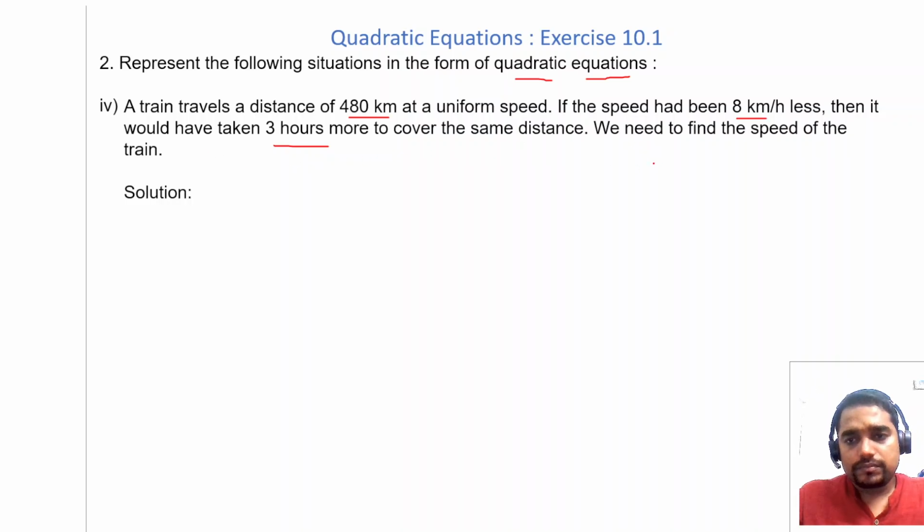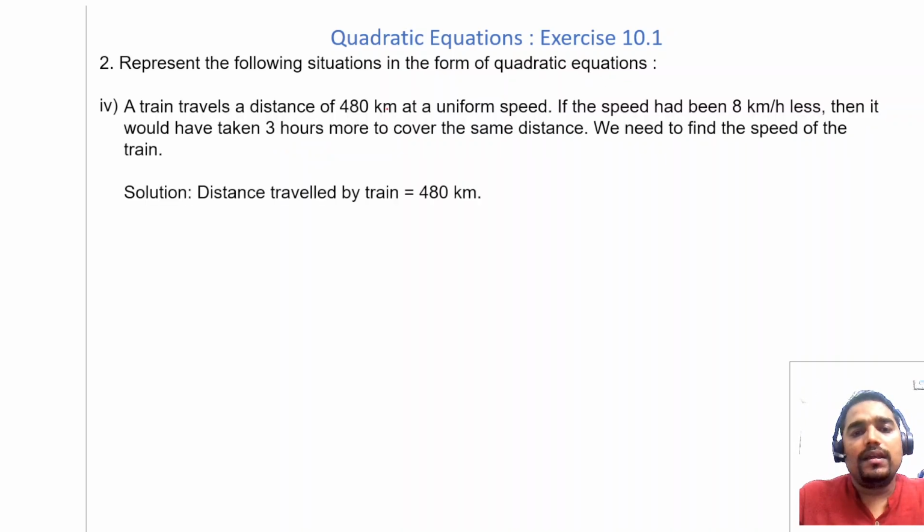So we will have to build a quadratic equation in terms of the speed of the train, so that upon finding the factors of that particular quadratic equation, we should be able to find the speed of the train. So now how to do it? First, let's note down the given data. So the given data, he says the total distance traveled by the train is 480 kilometers. We have noted it down.